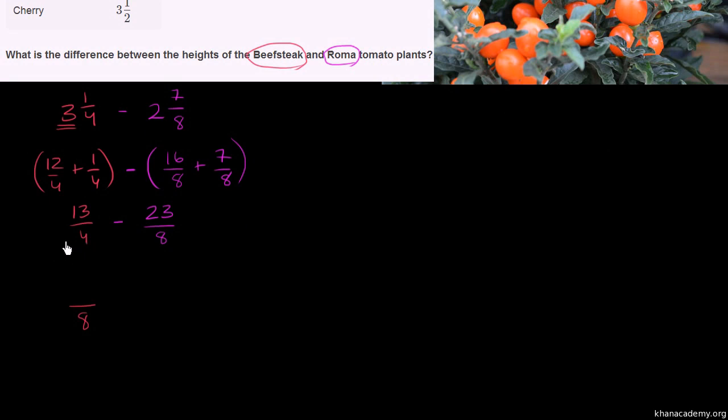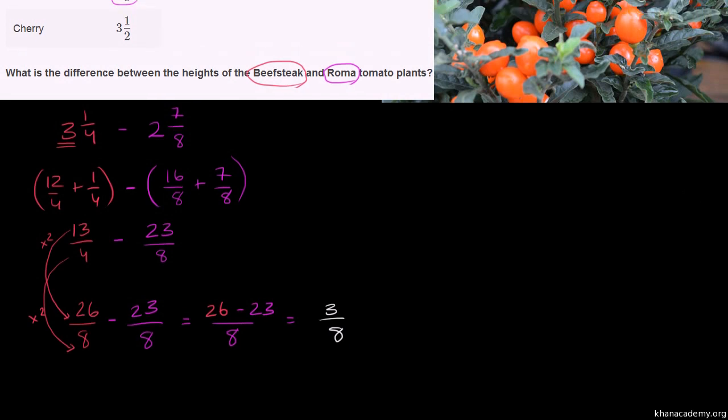To get from 4 to 8, we have to multiply the denominator by 2. So in order to not change the value of the fraction, we have to multiply the numerator by that exact same value. We got to multiply it by 2. So this becomes 26/8. And from 26/8, we're going to subtract 23/8. And so this is going to be over 8, 26 minus 23, which is equal to, and we deserve our drum roll now, 26 minus 23 is 3. So it's 3/8.